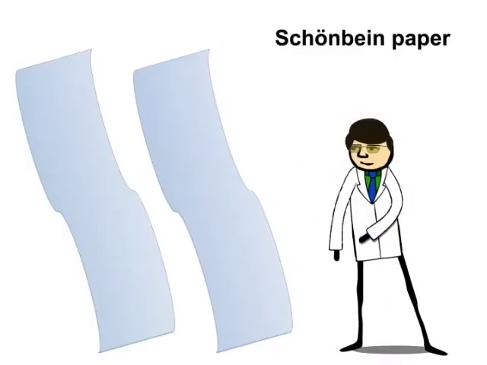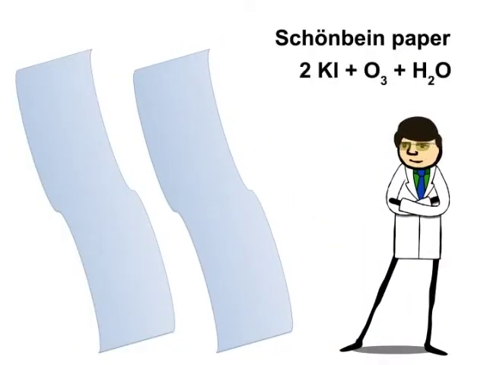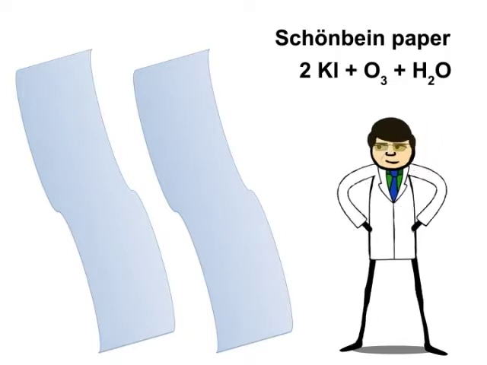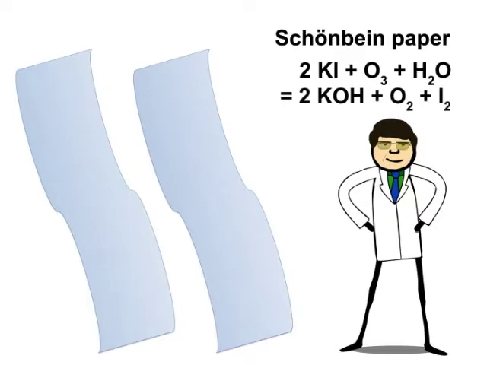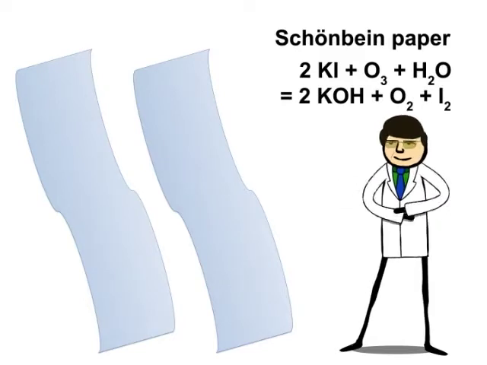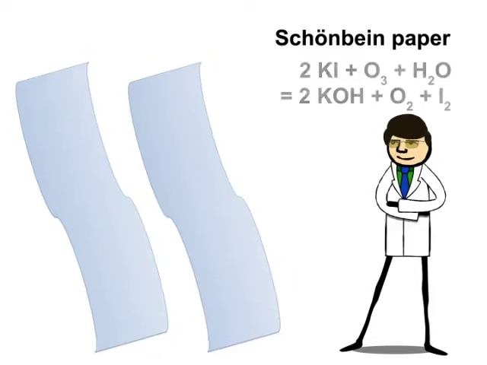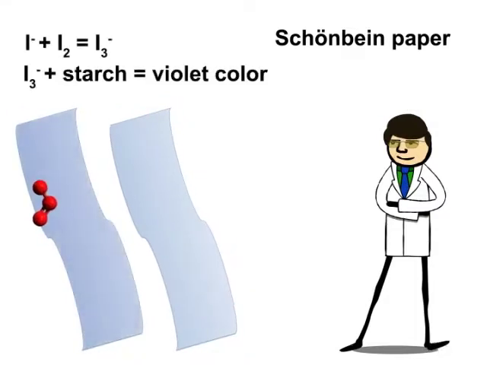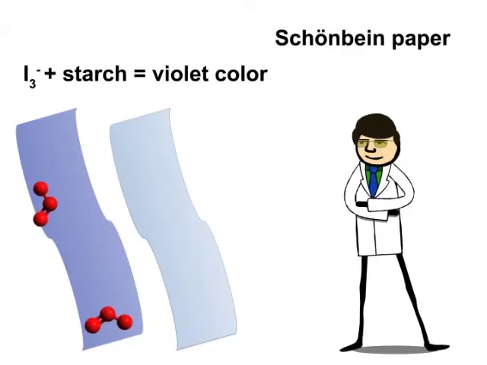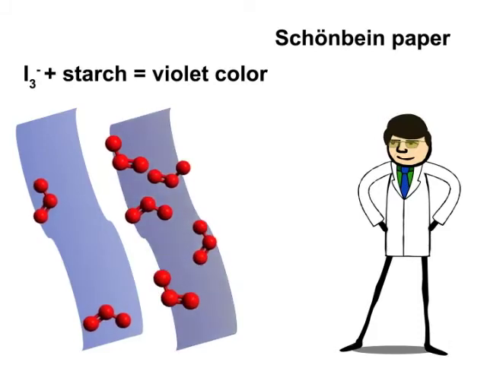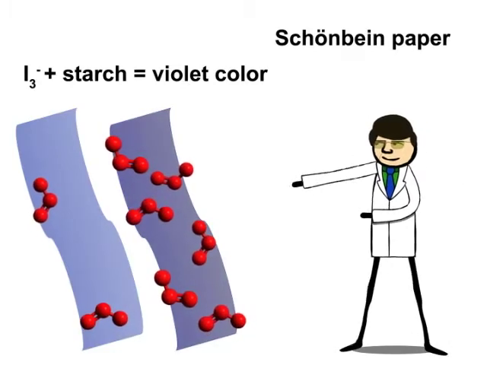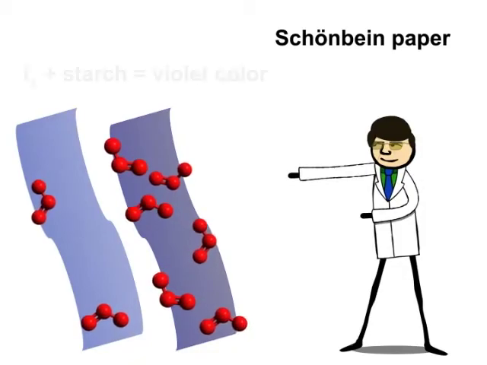Using Schoenbein paper, filter paper impregnated with a starch and potassium iodide solution, tropospheric ozone can be quantified. Ozone in the air will oxidize the potassium iodide on the paper, producing iodine. The iodine reacts with iodide to produce triiodide, which then reacts with the starch also present on the paper, staining it a deep violet. Intensity of this color will depend on the amount of ozone present in the air, with darker colors indicating higher amounts of tropospheric ozone.